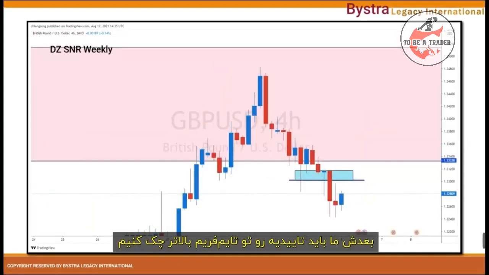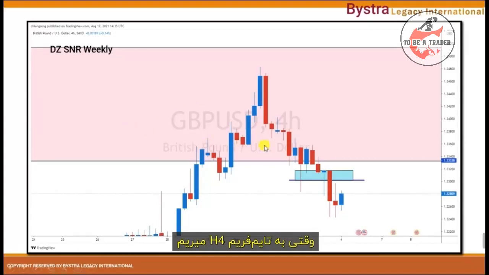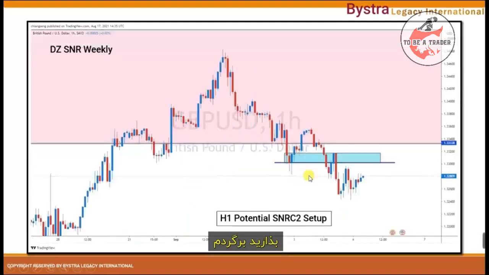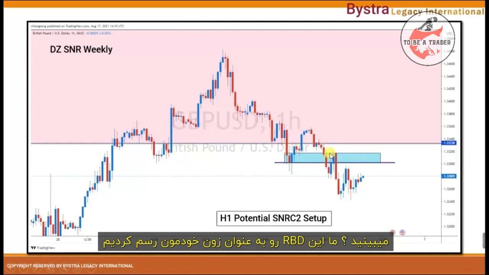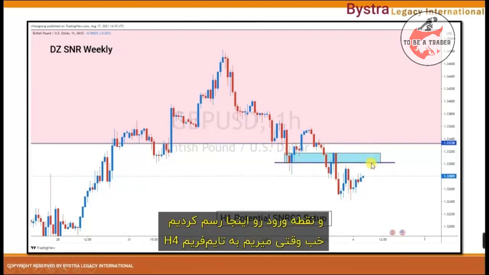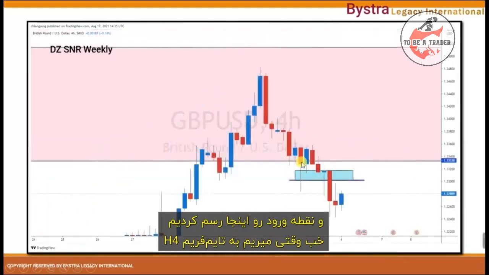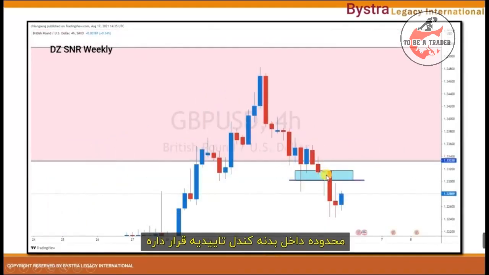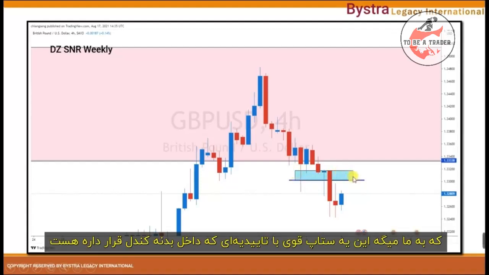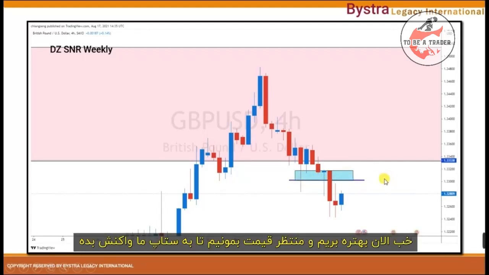Next, we need to check our confirmation at the higher time frame. As we go to the H4 time frame, we can see the setup that we marked. Let me go back. See, we marked this zone, right? The rally base drop as our zone, and we drew the entry point here. So we go to the H4 time frame. It is in the body of the confirmation candle. So this is the confirmation of our setup, saying that it is a strong setup with a confirmation inside the candle's body. So we are good to go and wait for price to react to our setup.